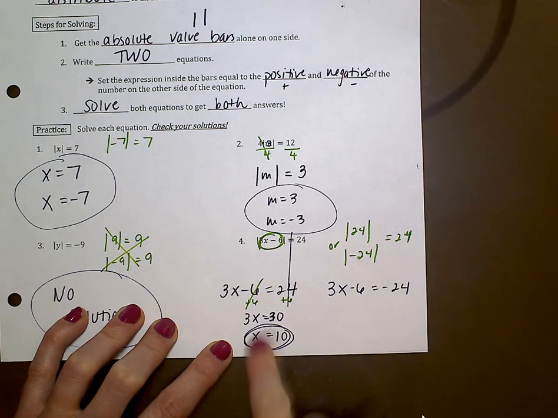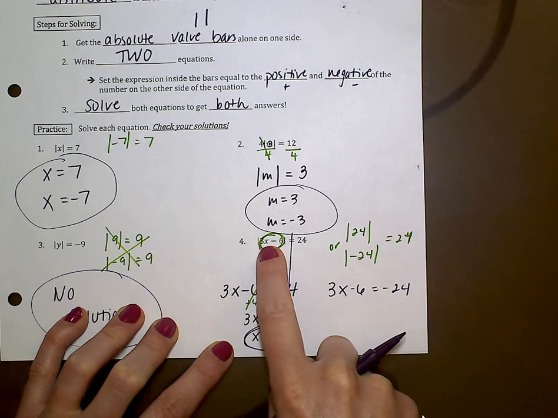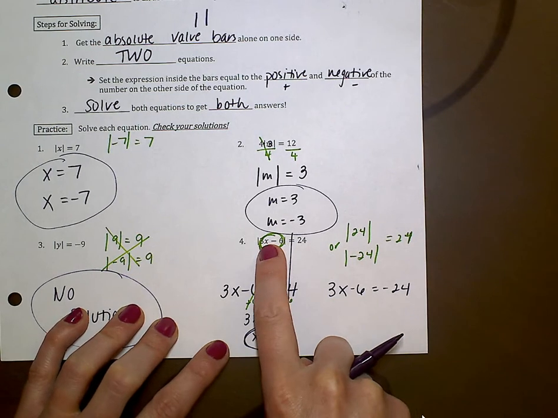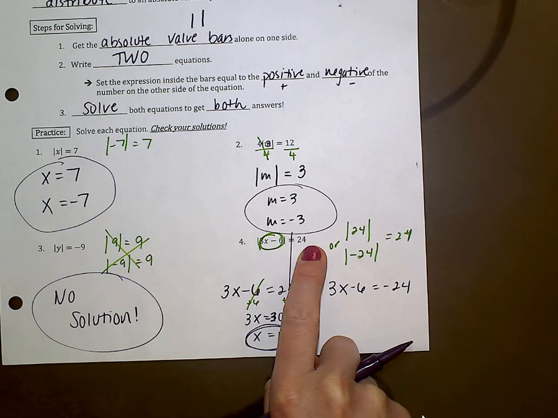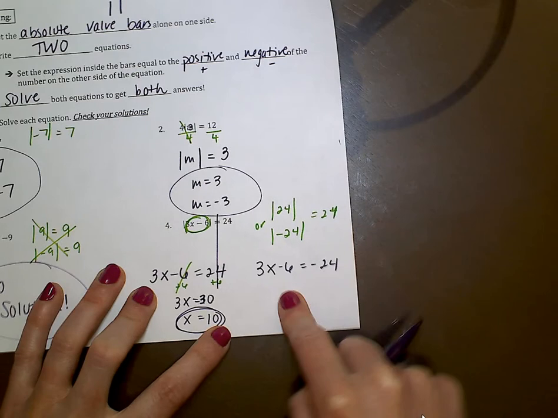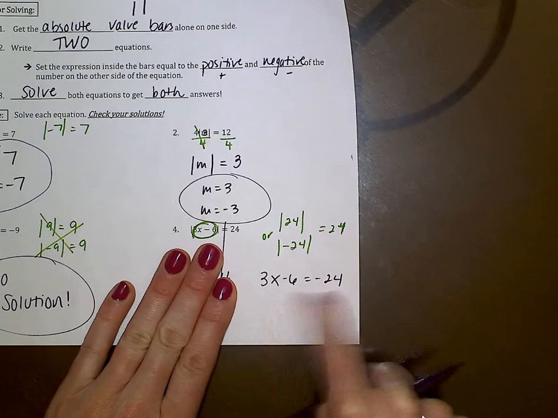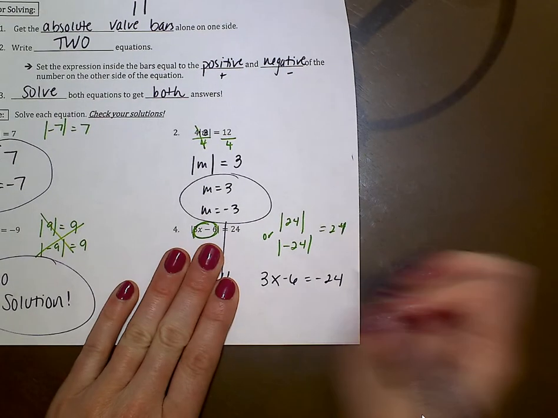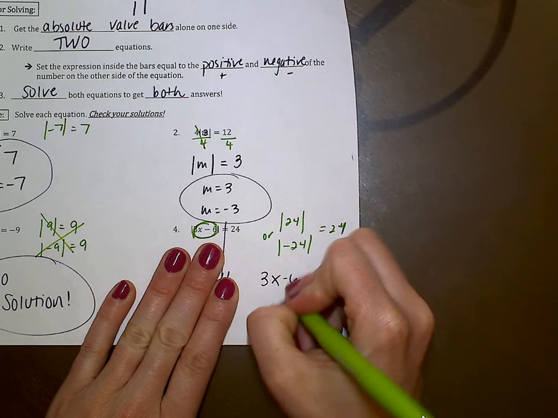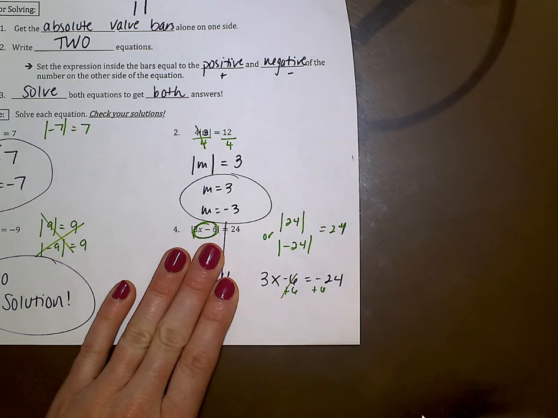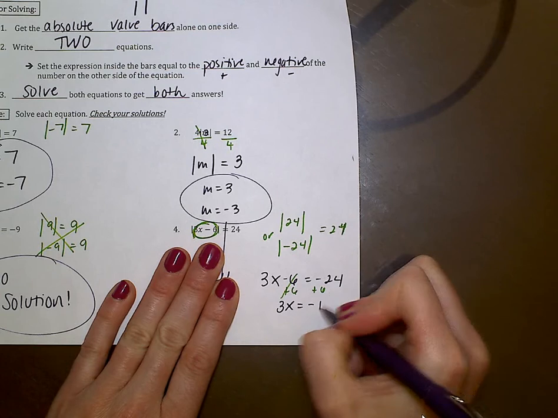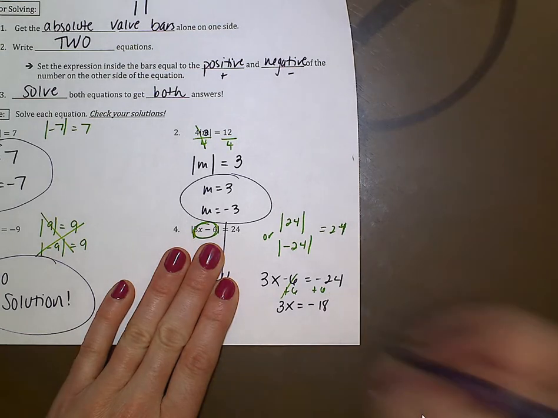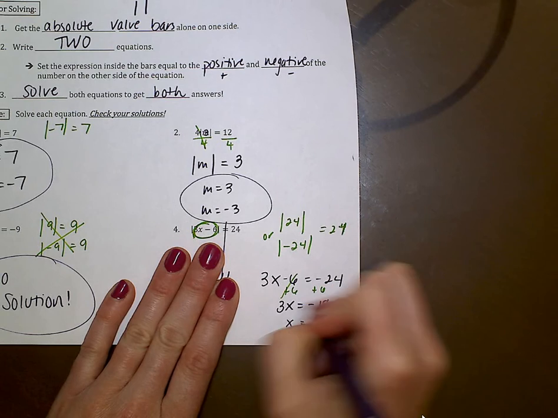And I could check that. I could plug that in here. I could do 3 times 10 would be 30, minus 6 is 24, and I know the absolute value of that would just be 24. Okay, then I'm going to come over here and I'm going to solve this problem. So I kind of have two problems I have to solve on examples like this. And I've got, so let's see, negative 24 plus 6 is negative 18. And then when I divide that by 3, I get negative 6.